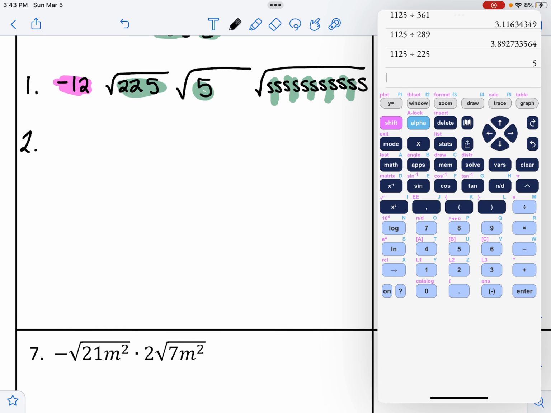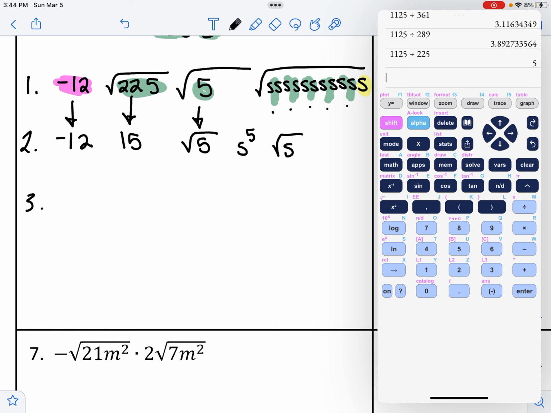So step 2, the negative 12 drops down. Boom, boom, boom, boom. The square root of 225 is a 15. The square root of 5 stays. Now let's talk about the S's. I have 1, 2, 3, 4, 5 groups of S's. So those, maybe I'll just put them here. That's totally fine. There's the 5 that come out. And if you noticed, we had 1 that was still trapped inside. I'll highlight him in yellow. There he is trapped inside.